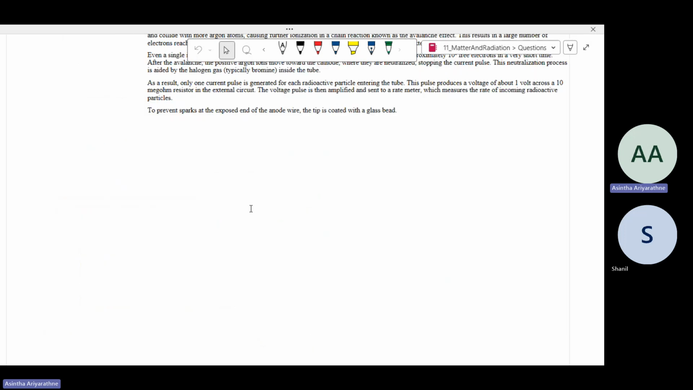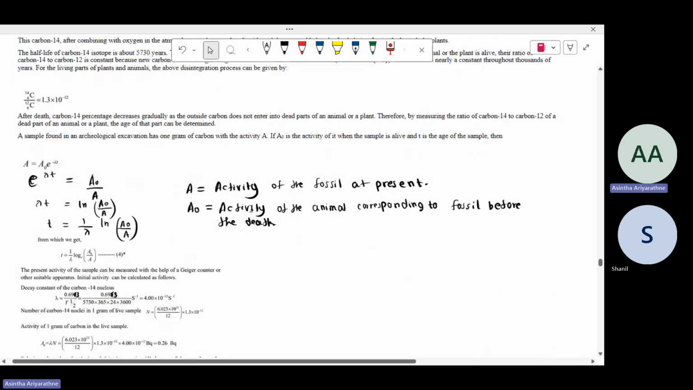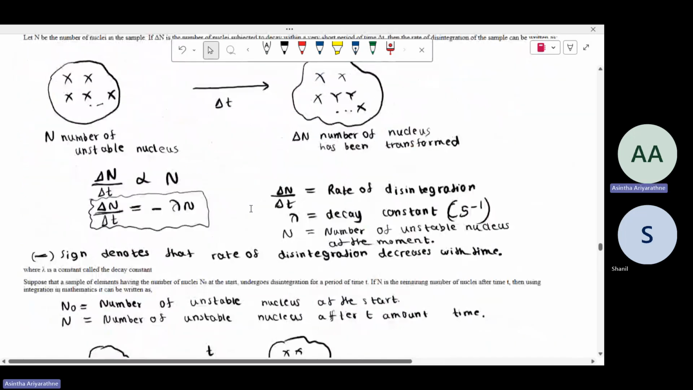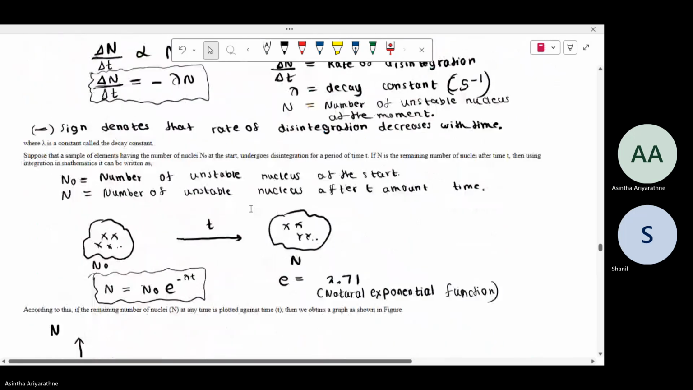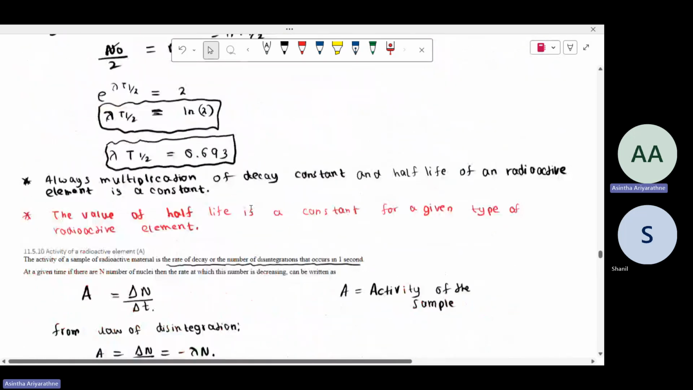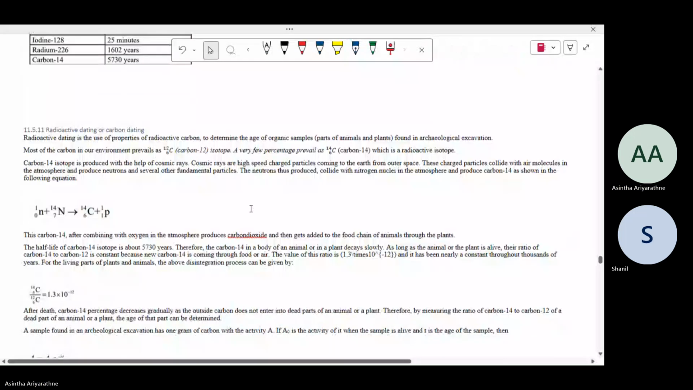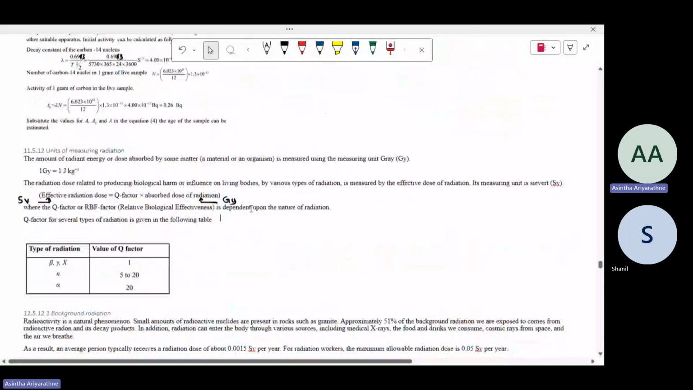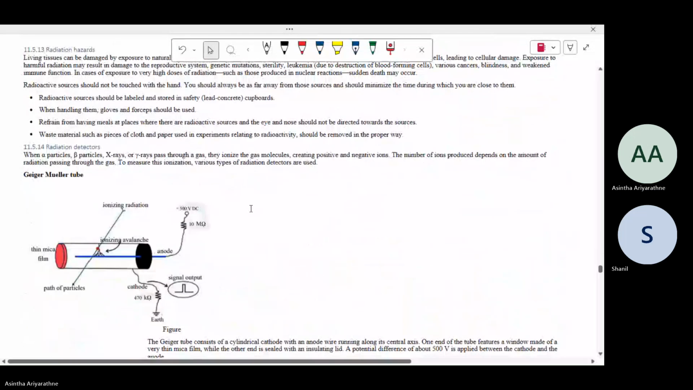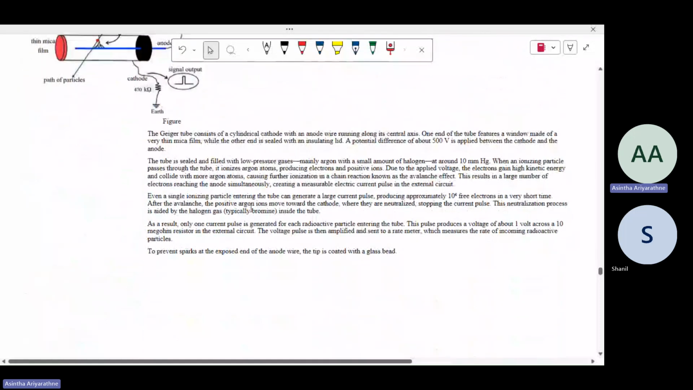So today we actually conclude the radioactivity part as well. Right, so these expressions: the disintegration law, the relation between half-life and decay constant, the activity of a radioactive element, and carbon dating, those things, and the Geiger-Müller tube used to detect radioactive elements.